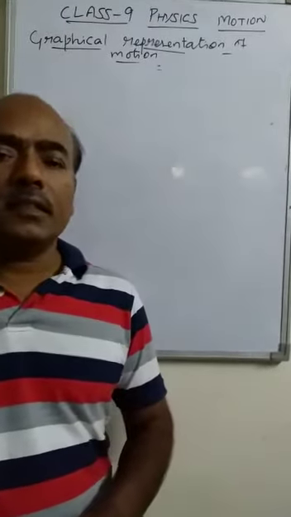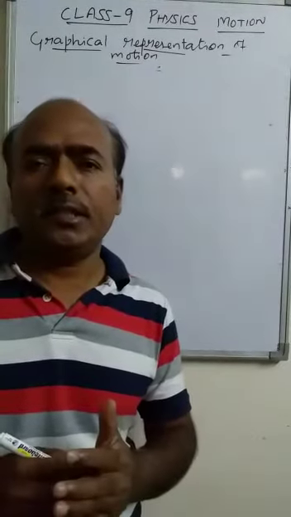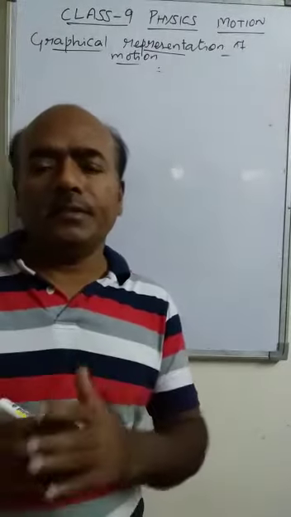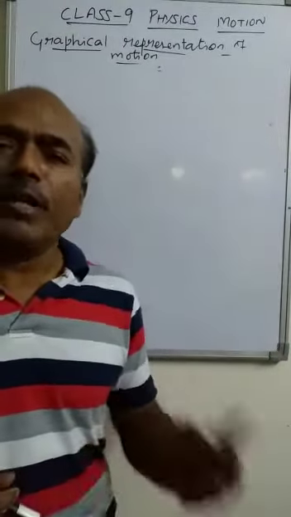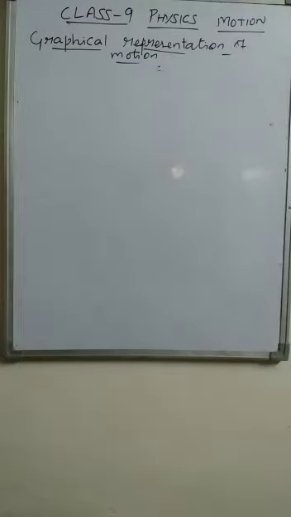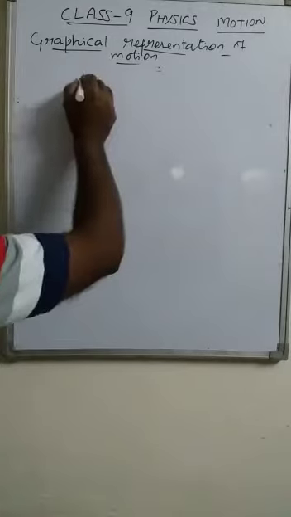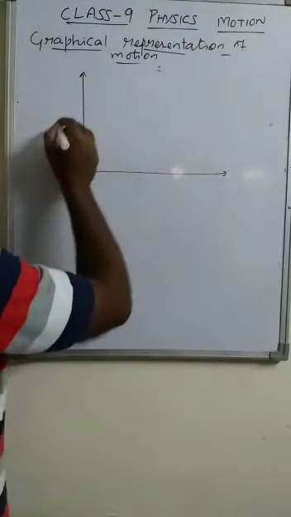In this session, we are going to find out the speed from the graph. How can we find it? Let us see it. Suppose an object is in uniform motion. As we know, for uniform motion, the distance-time graph is plotted.